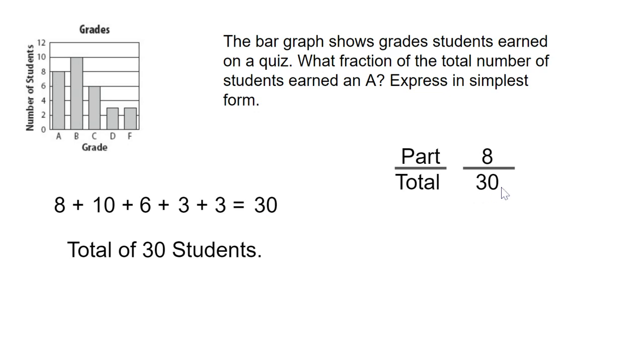Now our last step here is to express in simplest form. Now both of these are even numbers, so I know I can divide each of these by 2. That gives me 4/15. Now, neither one of these numbers has a common factor between the two. So 4/15 is my answer.